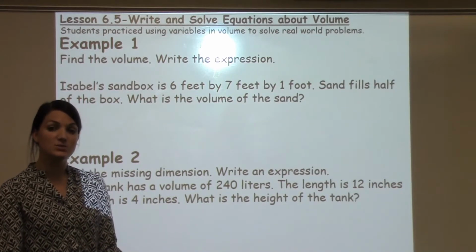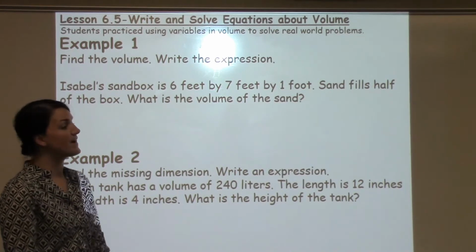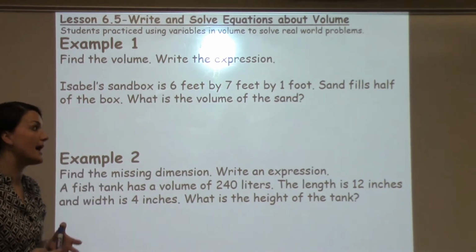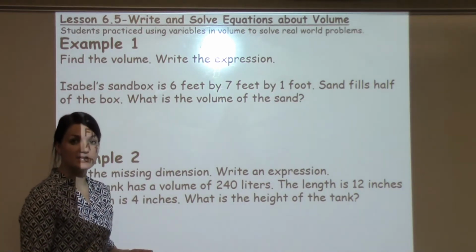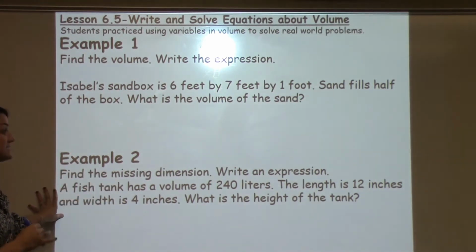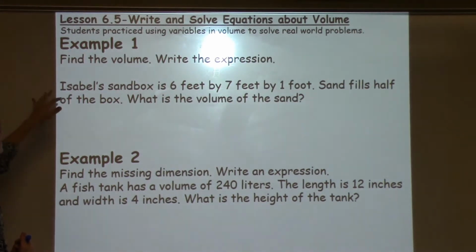Today students continue to work with volume, but today they were working with word problems that had one extra step. After they found the volume, they had something else to do, or in the second example, we're going to actually find a missing dimension. We have the volume and we have to find the height. So let's first start with example 1.